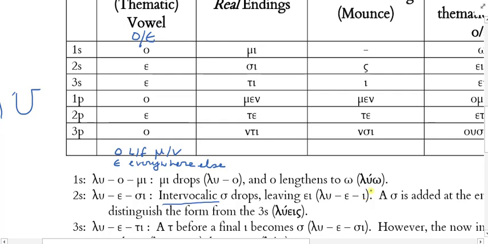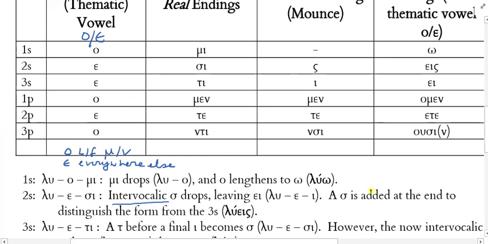And then a sigma is added at the end, presumably to distinguish the form from the third singular form we're going to see, which would be lue as well. Okay, so it becomes lues. It might be that sigma was attached at the end by analogy from the secondary endings that we're going to learn a little bit later.